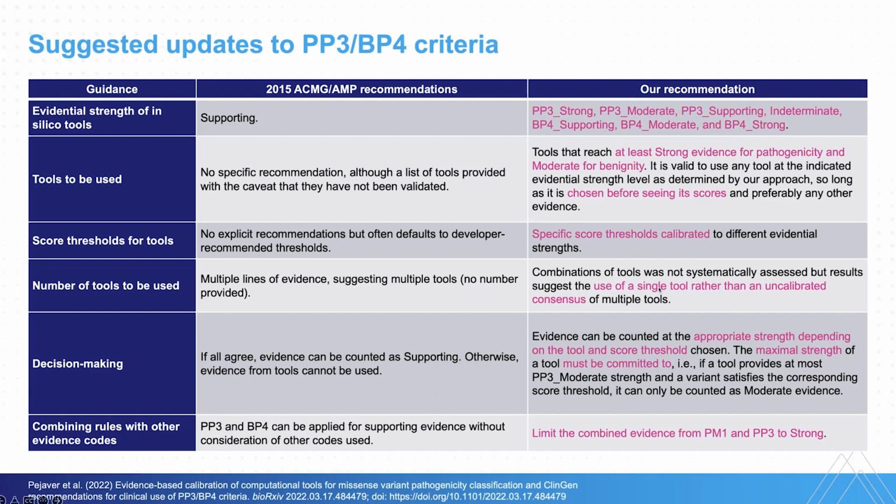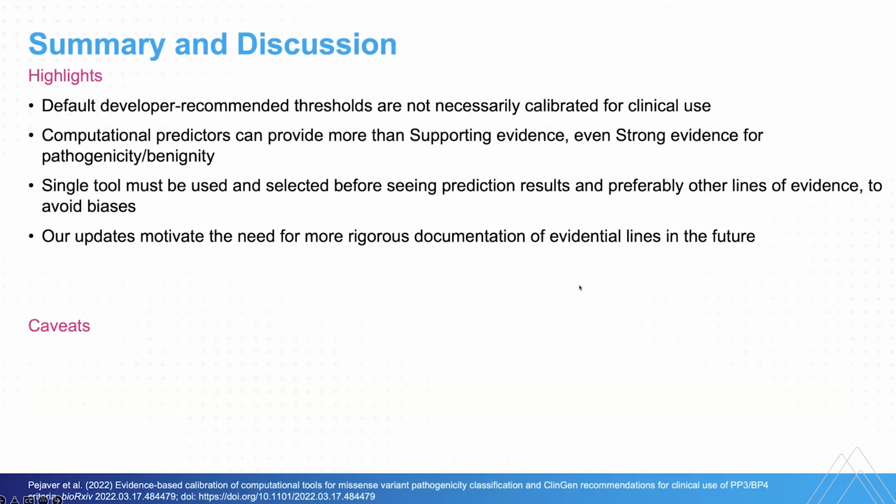We didn't test it systematically, but based on whatever we've seen from our preliminary analysis, we recommend using a single tool rather than an uncalibrated consensus, because it's really hard to say whether these tools are correlated to begin with, and what the effect of these is, and how to calibrate all of them in parallel. It's a challenging question. So I'm going to summarize and maybe open the floor for questions.